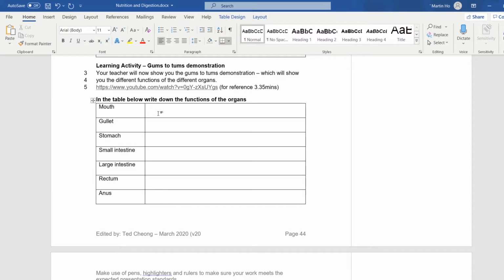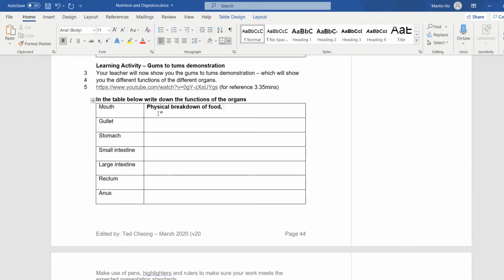So now that you're finished watching that video, we're going to fill in this table with the different functions of the digestive system organs. So think about food. Food first enters in our mouths, in which we have to chew it. And what that is actually meant to do is to start the physical breakdown of food so that it'll be easier to swallow and move to our stomach to be further broken down.